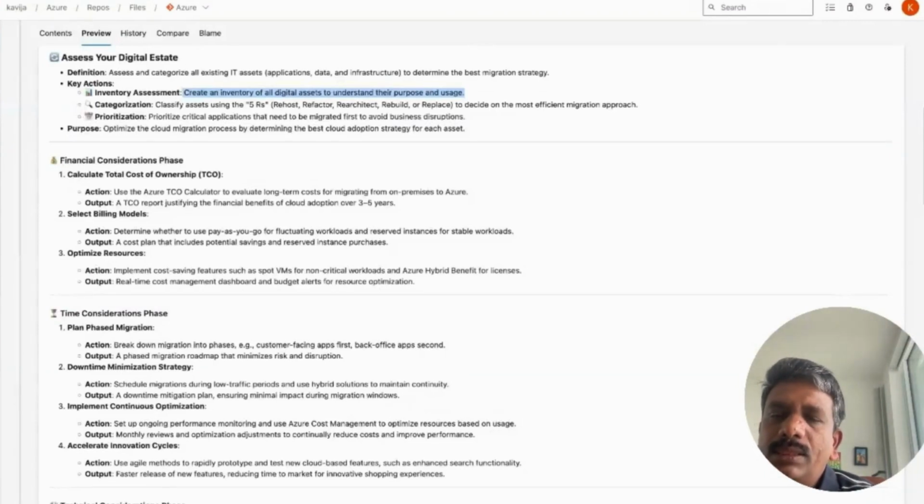The planning phase starts with the digital estate. So basically, this is nothing but the inventory of all your assets. And when you have the inventory, you will categorize these using the 7 Rs that we discussed. If it is Azure, then probably you will go with the 5 Rs. Irrespective of which, you have to categorize and prioritize. So based on the priority, as well as the category and the complexity, you will be able to identify which applications are to be migrated in which phase.